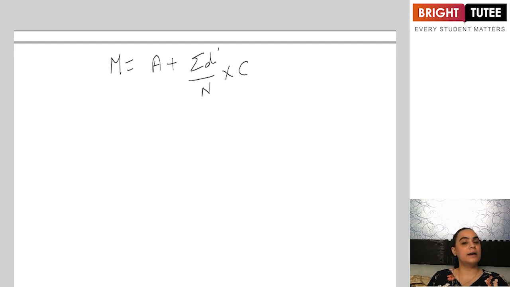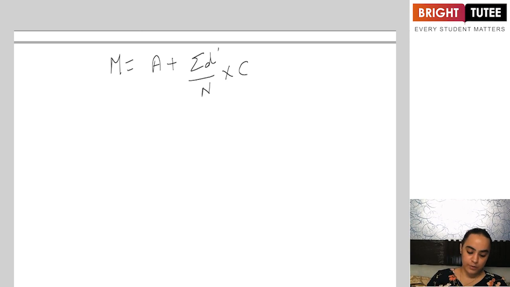So, how do we calculate the mean by the step deviation method of the ungrouped data? Mean according to the step deviation method is A plus summation d dash upon n multiplied by c. So, these are the three ways of calculating mean in an ungrouped data. We have the direct method, the assumed mean method and the step deviation.